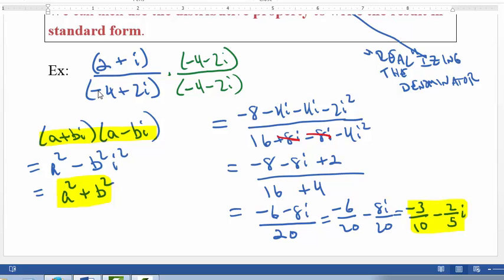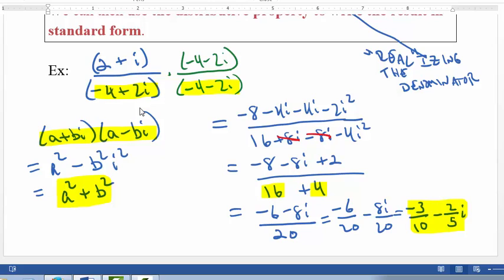And you can see how that applied up here, right? When I did negative 4 plus 2i times negative 4 minus 2i, a was negative 4 and b was 2. So what did I end up with? I ended up with a squared, which was 16, plus b squared, which was 4. So 16 plus 4 gave me 20. So if you remember that a squared plus b squared, it can just save you a little bit of time when you're dividing complex numbers. All right.